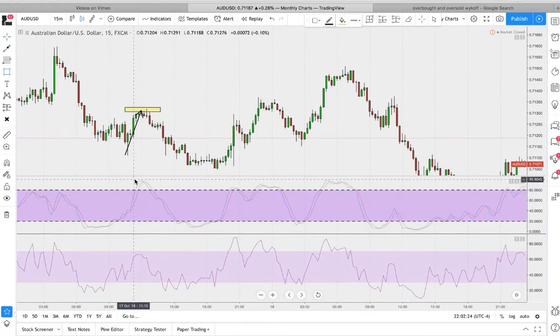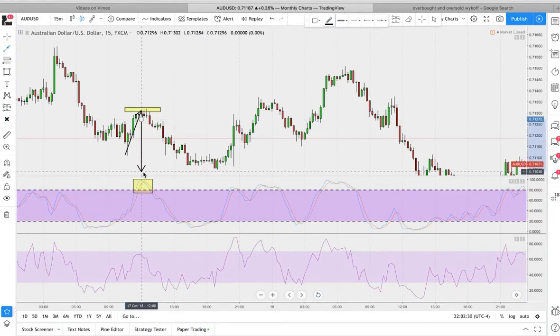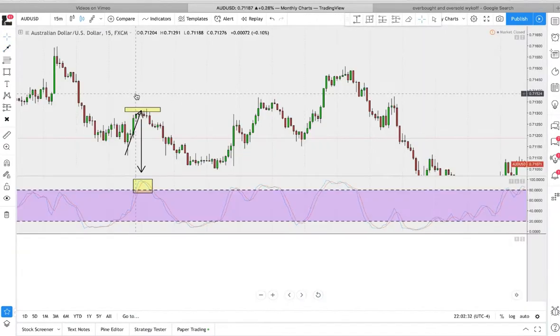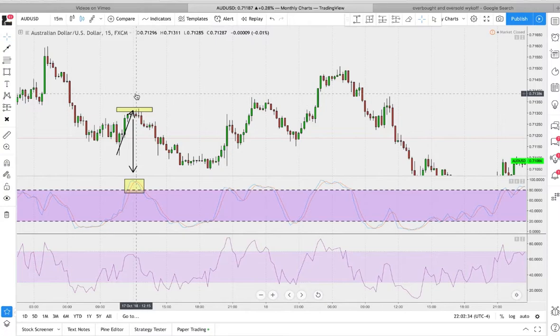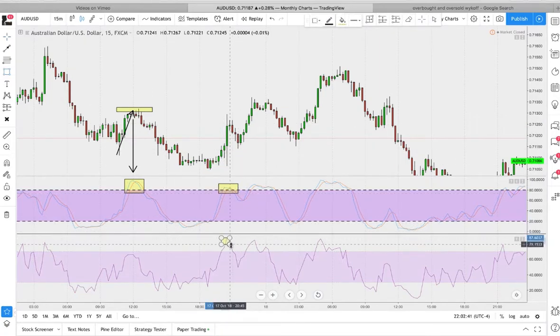This is how the stochastic works. You can see the correlation between the two, of the market going up to market going down. Now here, you can see how the stochastic was slightly overbought. So was the RSI at that point.